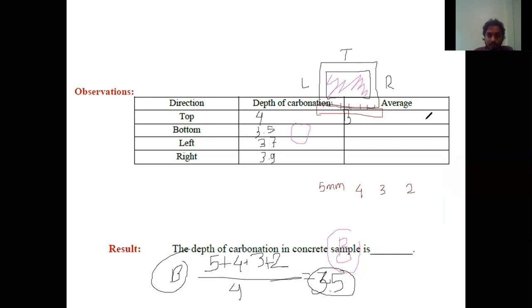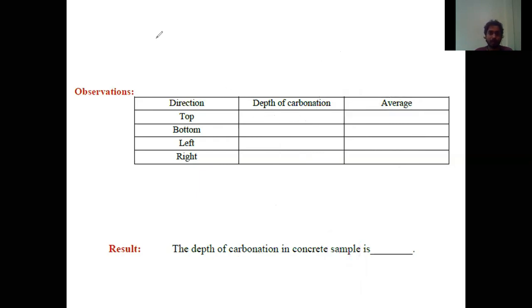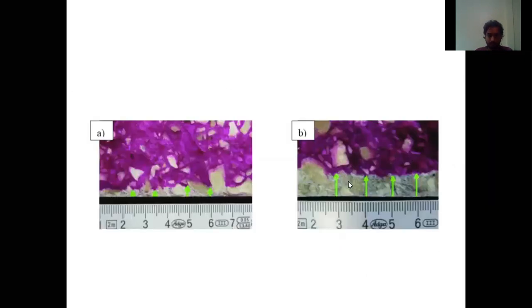Okay. After doing all these things, how to calculate the average reading? We calculate the average reading by taking the average of these 4 readings. So how to take the average? 4 plus 3.5 plus 3.7 plus 3.9, whole divided by 4. So whatever the reading comes, it is nothing but the average of all of these readings. Say for example, we will get 3.6 as the average. So 3.6 is the depth of carbonation of this particular concrete specimen. So this is the practical. This is how you have to perform this practical.